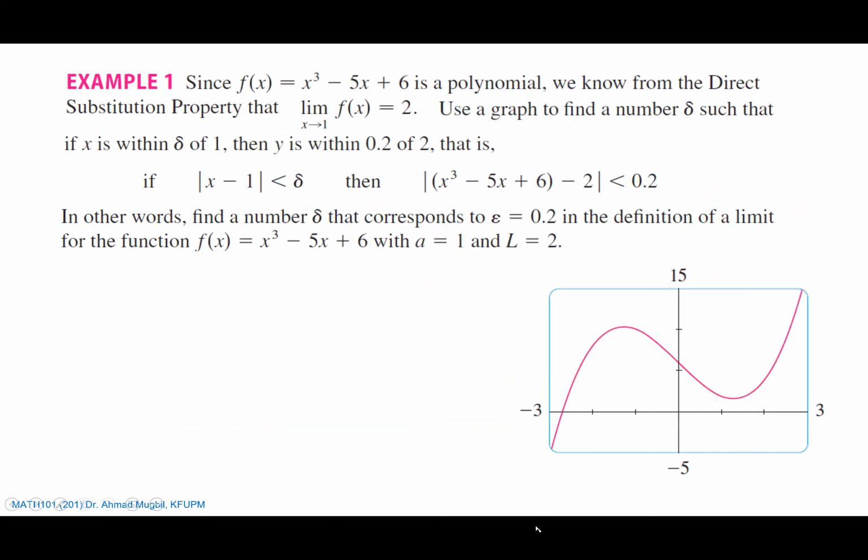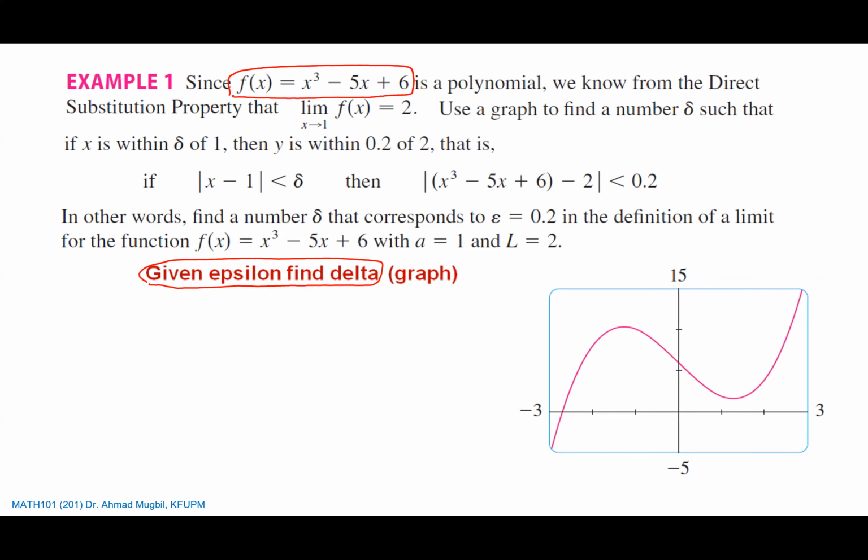There is another type of problems, which is the idea of example number 1. When you have a specific epsilon, when epsilon is given, this type of problems, I call it given epsilon, find delta. When you have epsilon, you need to find delta. So let's start. Of course, the graph here is also given for you. So the function is a polynomial of degree 3. The limit of the function when x approaches 1 is 2. Clearly, you can verify that.